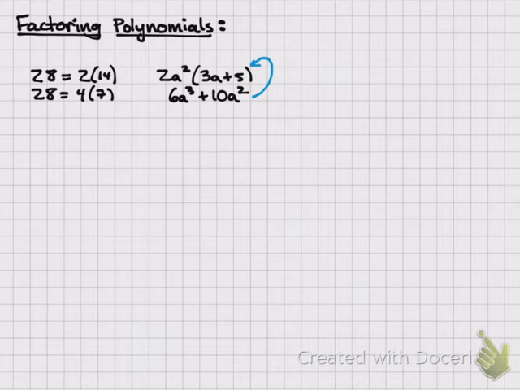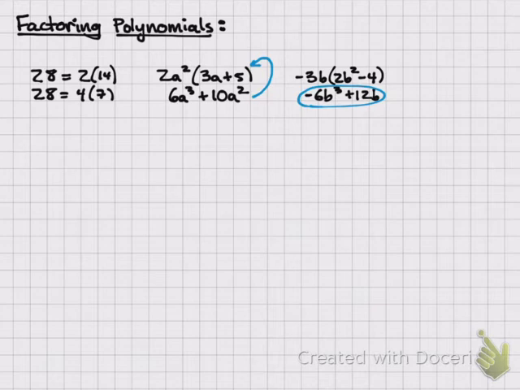Or for instance, we used to multiply something like negative 3b times the quantity of 2b squared minus 4. And in this case, we got negative 6b to the third power plus 12b. And again, our new skill is going to be all about taking this polynomial and figuring out what two polynomials multiply to give that, namely negative 3b times 2b squared minus 4.